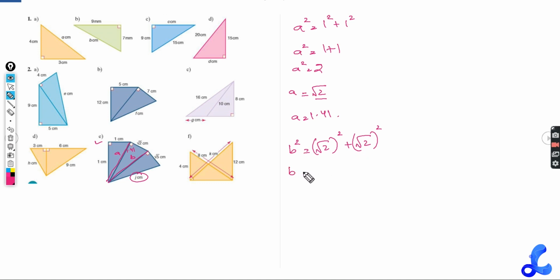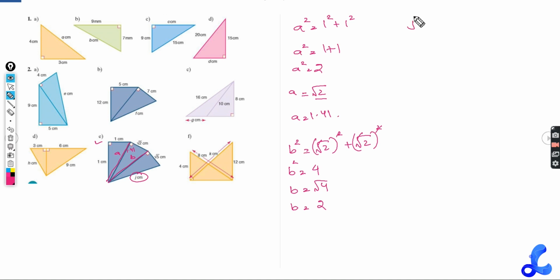So b square equals, root square cancels, root square cancels, so this becomes 4, 2 plus 2 is 4. So b equals root 4, b equals 2. So now this b of yours is coming up as 2. So now you have to find j.